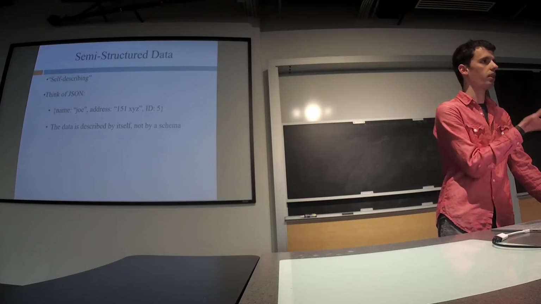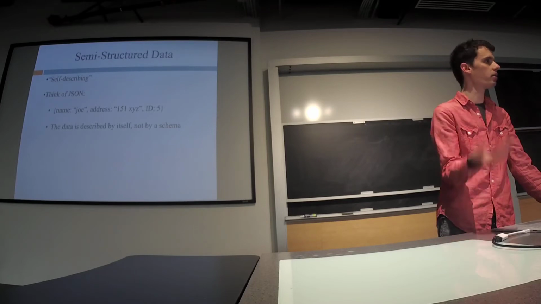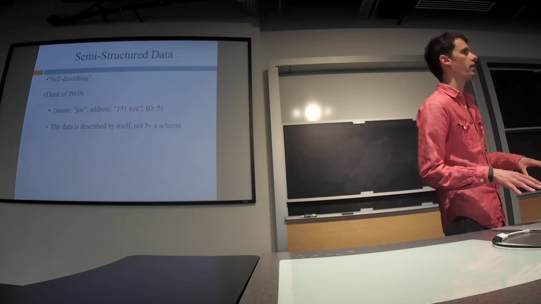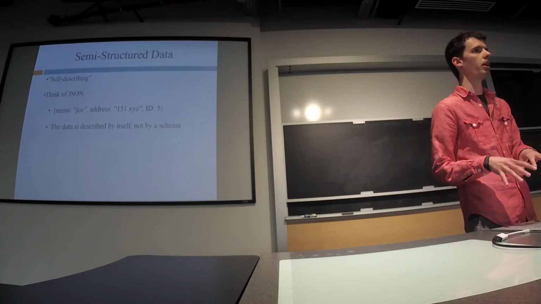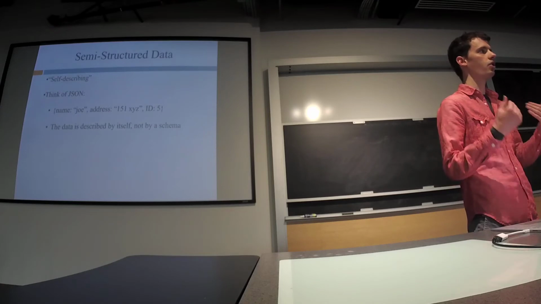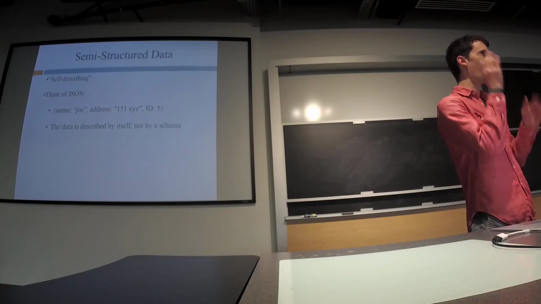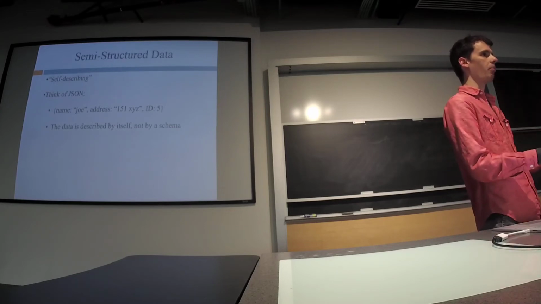You have basically key value pairs, or field name value pairs, separated by a colon. And the important difference here is that the data is described by itself instead of by a schema. So in a relational table, the data does not have to say, I am the name. Being in the name column is what makes it the name.